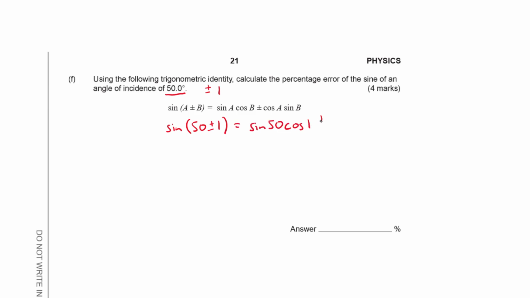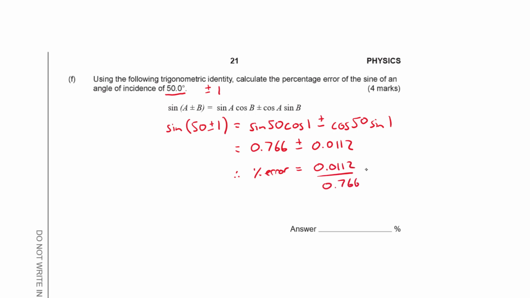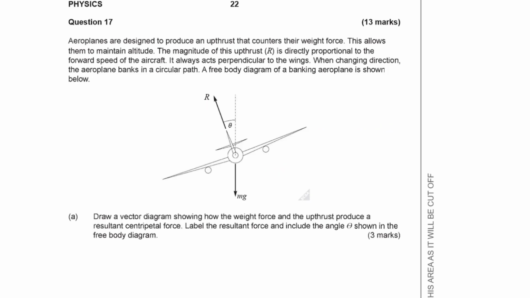Cos 1 plus or minus cos 50 sine 1. If I resolve those values, I get 0.766 plus or minus 0.0112. So the percentage error is going to be equal to, just the way you do it for any other absolute uncertainty, the uncertainty divided by the measurement, times 100, and you should get 1.46%. There are a few other ways you could do it, and you'll get something on the order of that number, and it looks good.